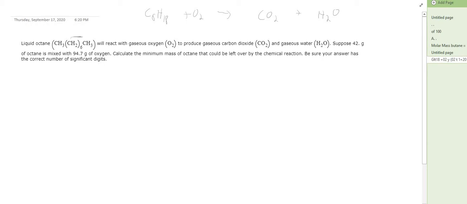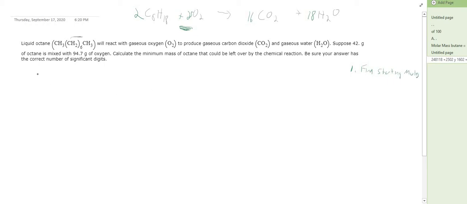And so when we balance these, we're going to get 2 here, we're going to get 25 here. For the CO2, we're going to get 16, and for the water, we're going to get 18. So that is a balanced equation right there. Now that we have the balanced equation, step number 1 in our little algorithm is to find the starting moles and then save them some way. So find the starting moles.